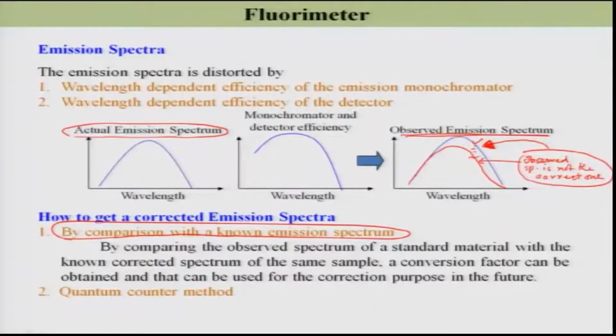There is another way to do this. Suppose you are the person who is doing the experiment for the first time. So, no corrected spectra is known to you, right, then what will happen? You really have to do something to get the correct emission spectra, is not it. So, there is another method which is called the quantum counter method. I am going to discuss this after 5 minutes, because another important topic needs to be discussed before I talk about this quantum counter method.